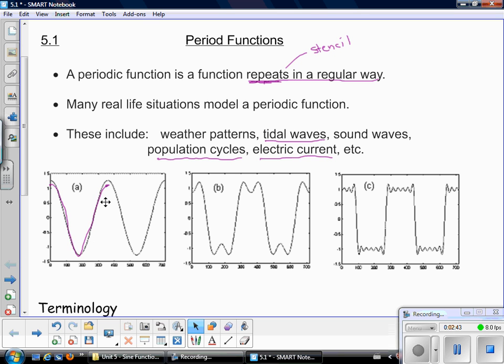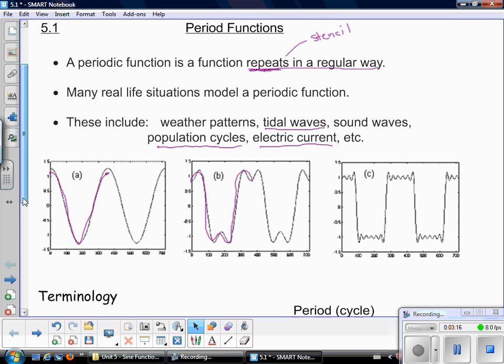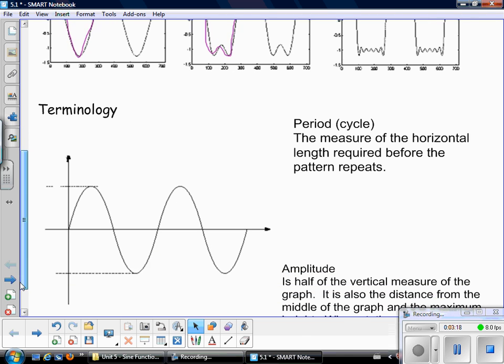Now, it doesn't have to look like this. You could have a periodic function that looks like this. So there's some dips and dives, but again, it's like a stencil and it repeats again. In this case, the stencil would be here, and then what happens is it repeats itself, and you can see it just keeps on repeating. So there's another one. This one also repeats. It's a funny looking graph in a sense, but it's a periodic function because it does repeat in a regular way. So what we're going to talk about now is terminology.